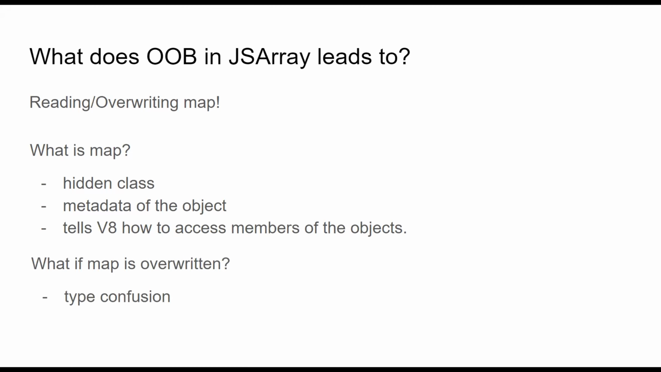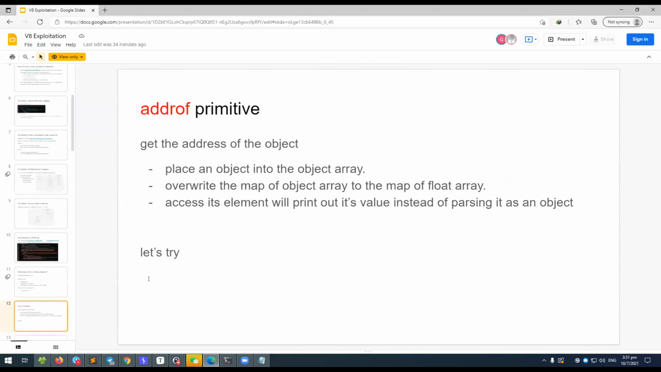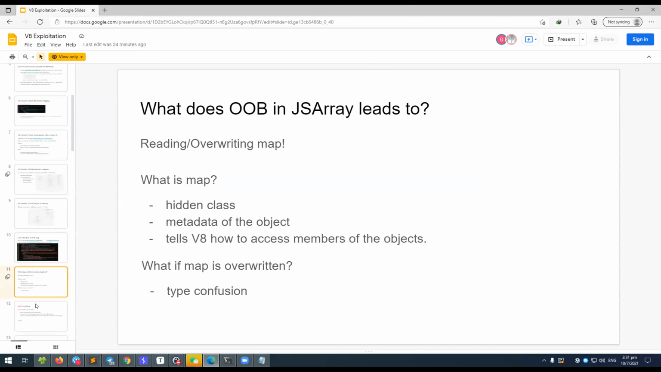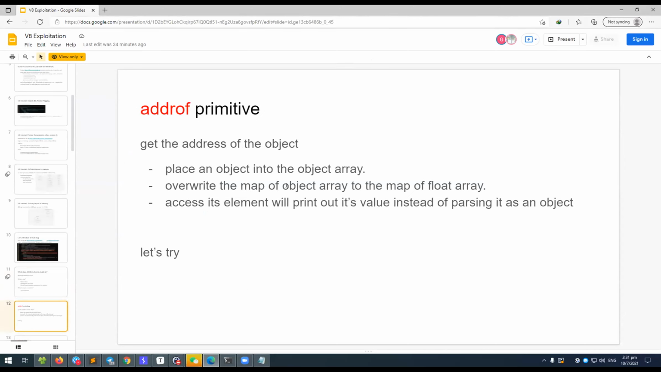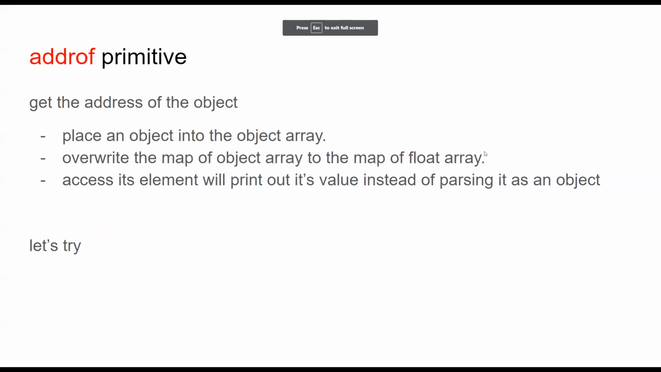So let's see. Okay, we can take a look. This is the first primitive we're going to get from this OOB bug. It's called the addrof primitive. This primitive allows us to get the address of an object. How do we do this?